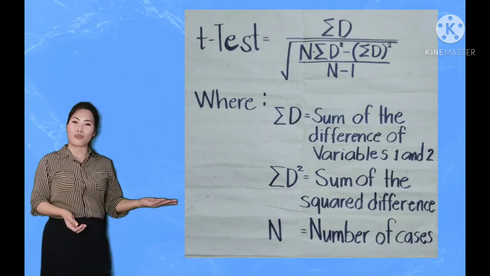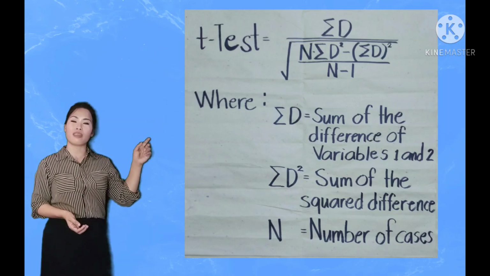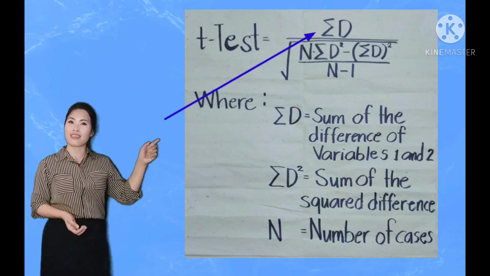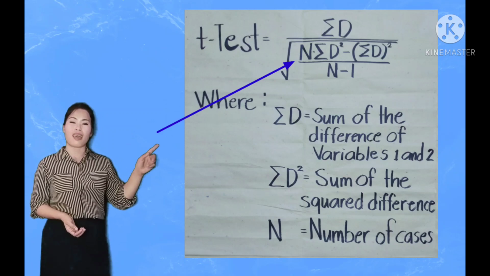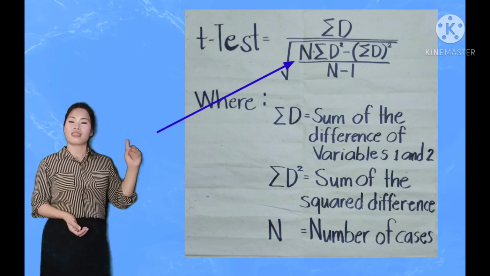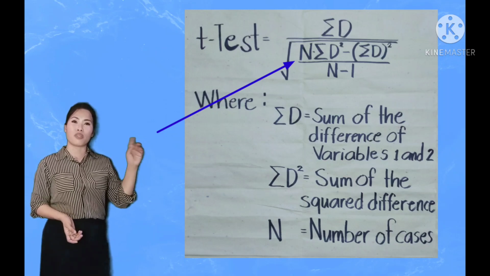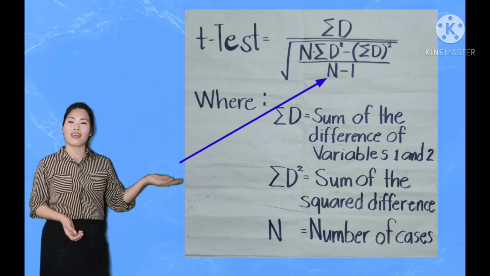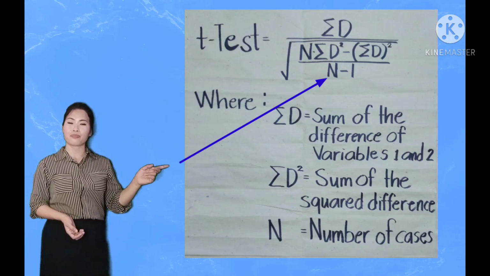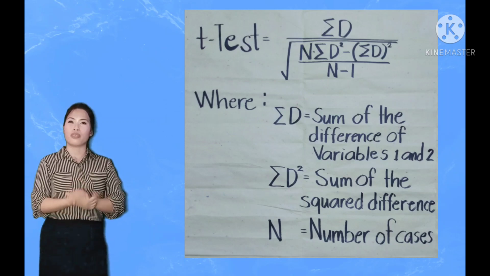So this is the formula of t-test. The t-test equals the summation of d, the difference, divided by the square root of n, where n is the number of cases, times the summation of d squared minus the summation of d, squared, divided by n, minus 1.